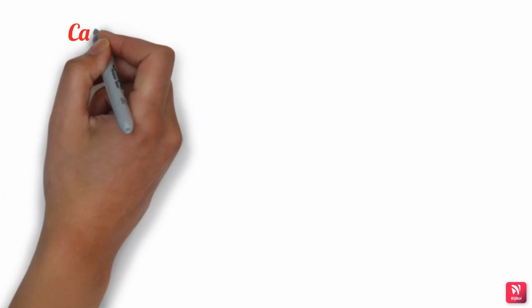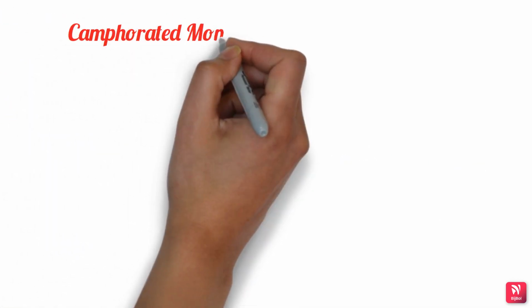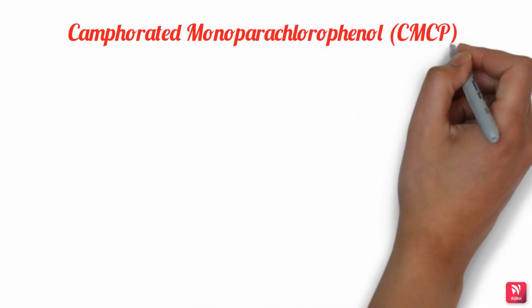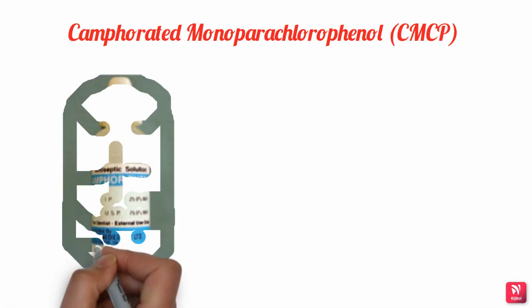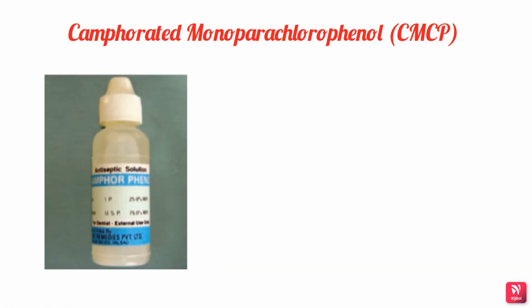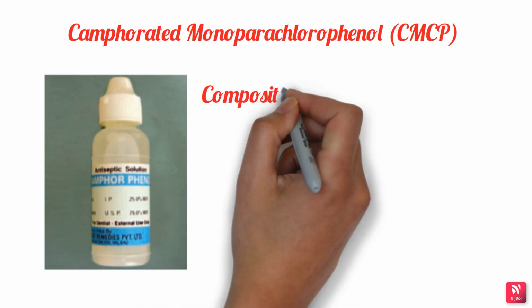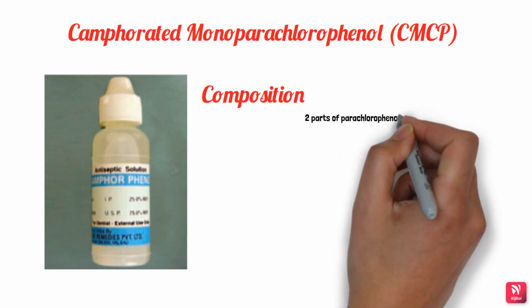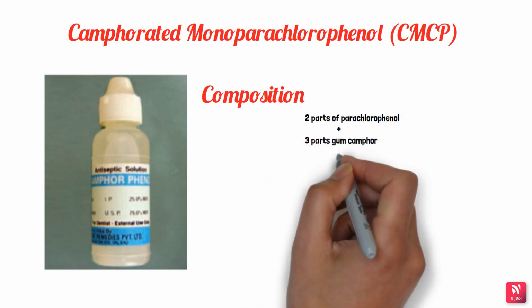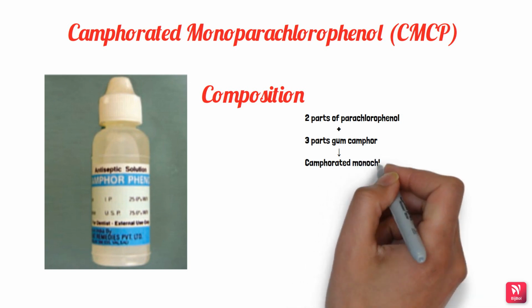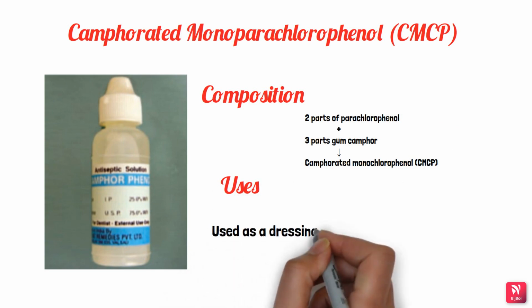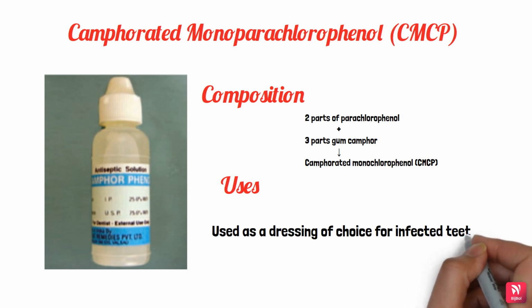Now we'll see about camphorated monochlorophenol. It is probably the most commonly used medicament in endodontics. Presently, its use has decreased in the past few years. It has 2 parts of parachlorophenol and 3 parts of gum camphor, which gives the camphorated monochlorophenol. And it is used as a dressing of choice for the infected tooth.